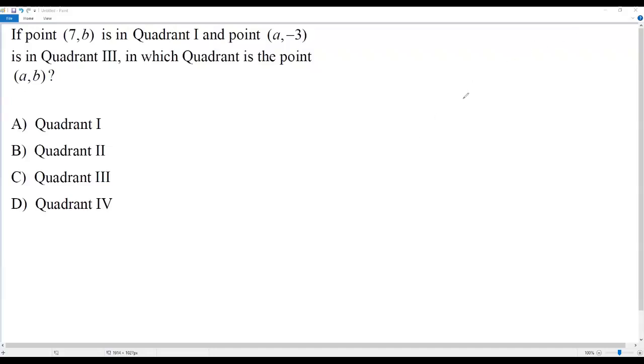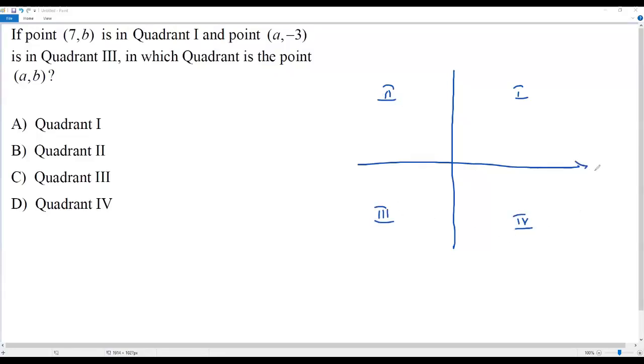Okay, let's draw the four quadrants of an xy plane. So this is quadrant 1 and this is quadrant 2 and this is quadrant 3 and this is quadrant 4. So this is the x-axis and this is the y-axis. Here we have 1, 2, 3. So all the values on the x-axis over here are positive.